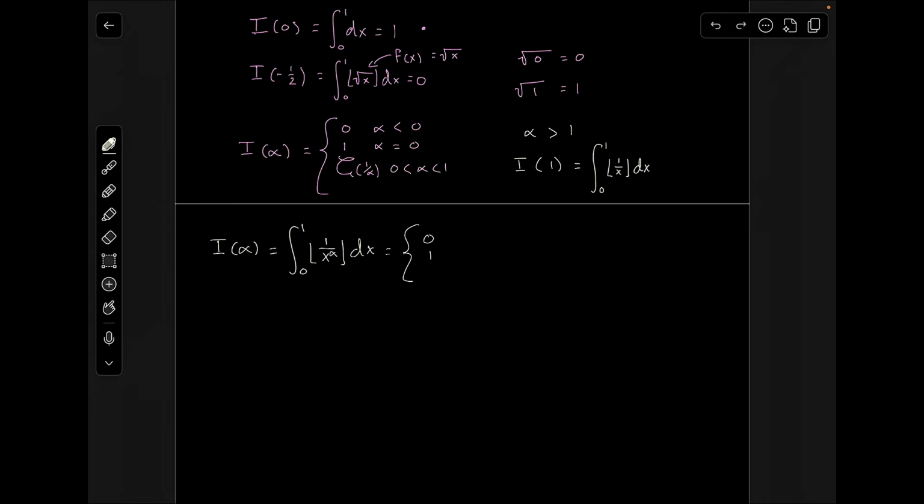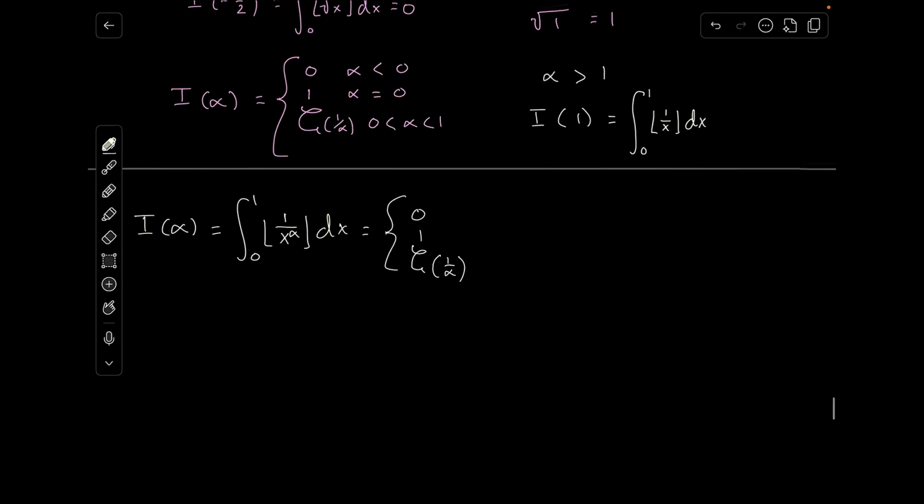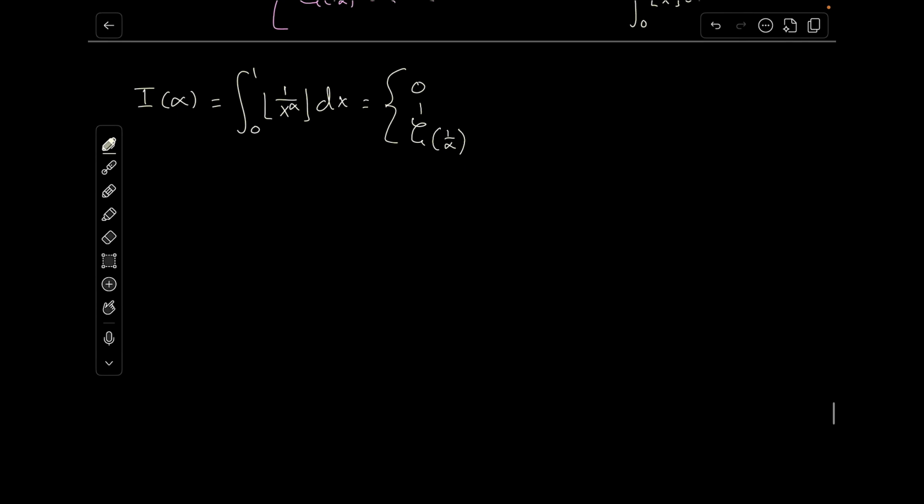Holy crap, I cannot draw a zeta. Sorry. There we go. 1 over alpha. Sorry, I did not mean to zoom out. Alpha is less than 0. Alpha is equal to 0, and 0 is less than alpha is less than 1. That right there will be our full definition for this final function.